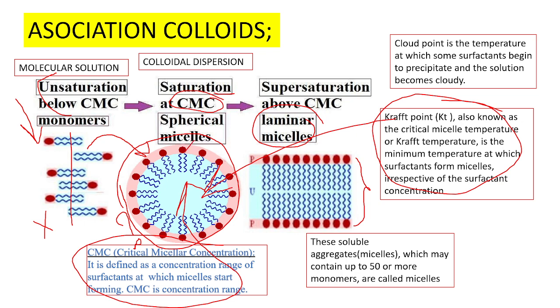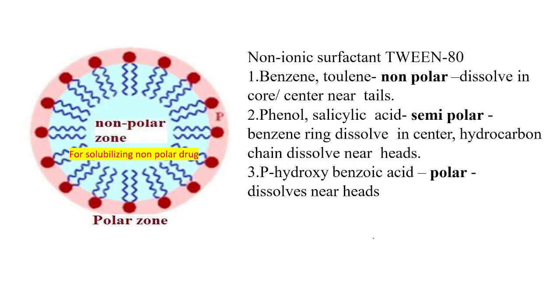See, 1, 2, 3, like this, how many monomers are needed? At least 50 monomers or more than 50 monomers are required for the formation of spherical micelles. Hence, we call this the aggregation number of micelle: minimum 50 or greater than 50 monomers are required to form a spherical micelle. So this is a micelle. Outside is polar, inside is non-polar in nature. We can solubilize the non-polar drug within this non-polar zone and we can deliver the drug.